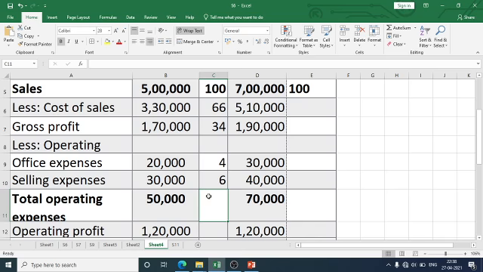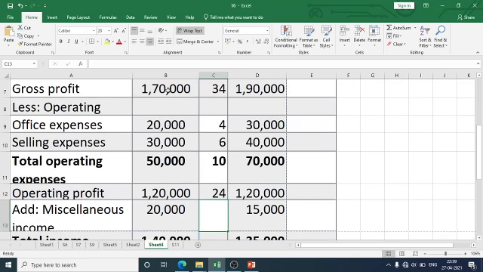Next, total expenses, we will find out what is the proportionate percentage. So 50,000 divided by the base into 100. So 10%. Next, operating profit. What is the percentage? We will come to know. So operating profit divided by the base sales into 100. So you will get the proportionate percentage of operating profit.